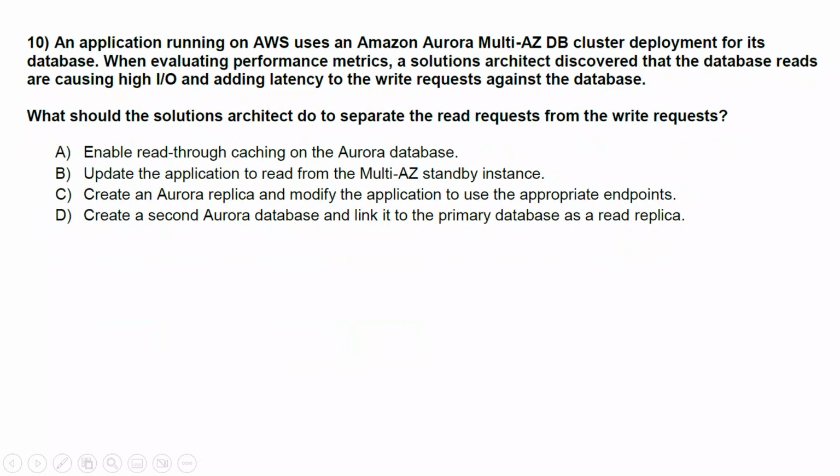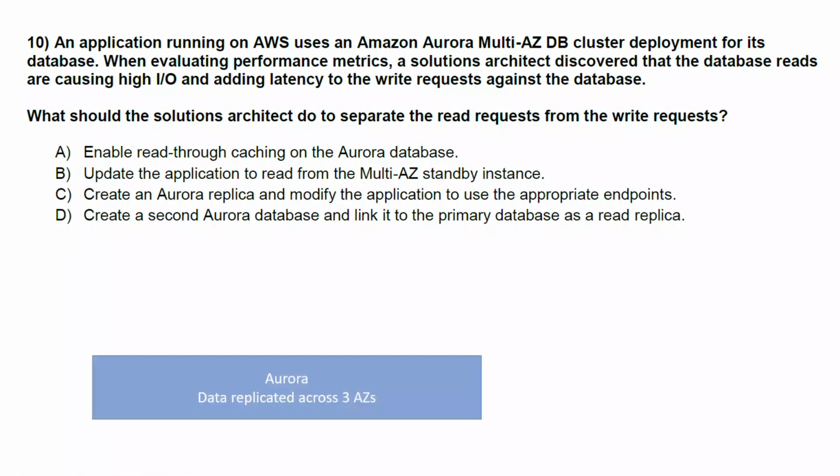Let's look at the final question. An application running on AWS uses Amazon Aurora multi-AZ DB cluster for its database. Now, Aurora automatically replicates data across 3 availability zones. When evaluating performance metrics, a solutions architect discovered that the database reads are causing high I/O and adding latency to the write requests against the database. So the issue here is read traffic is interfering with writes and impacting the writes.